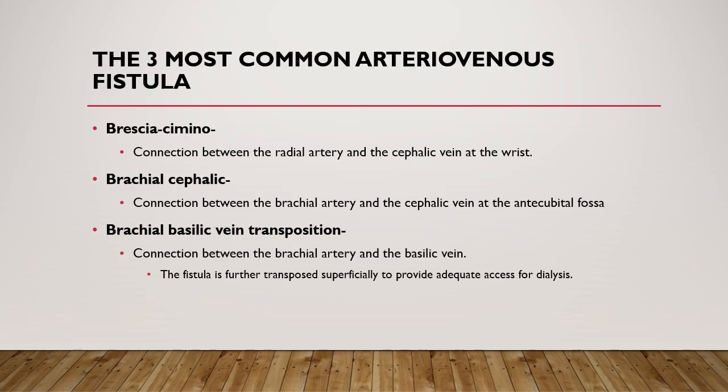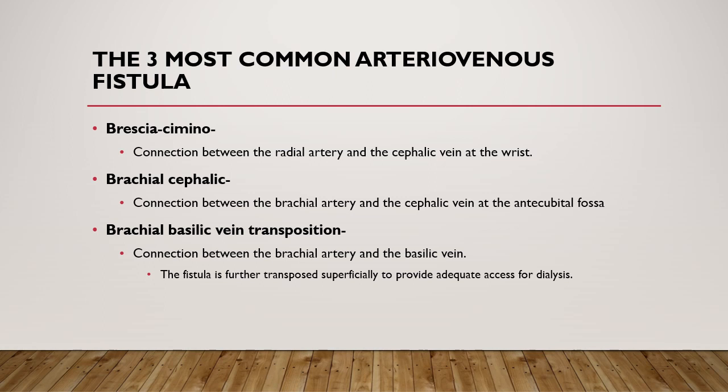So the three most common arteriovenous fistulas, you have the radiocephalic, which is the connection between the radial artery and the cephalic vein at the wrist. The radiocephalic is right at the patient's radial artery at the wrist. The cephalic vein is connected to the artery, or the artery is connected to the cephalic vein.